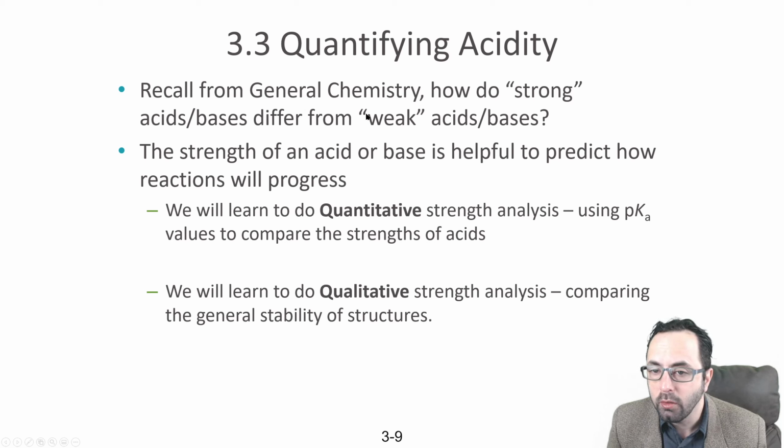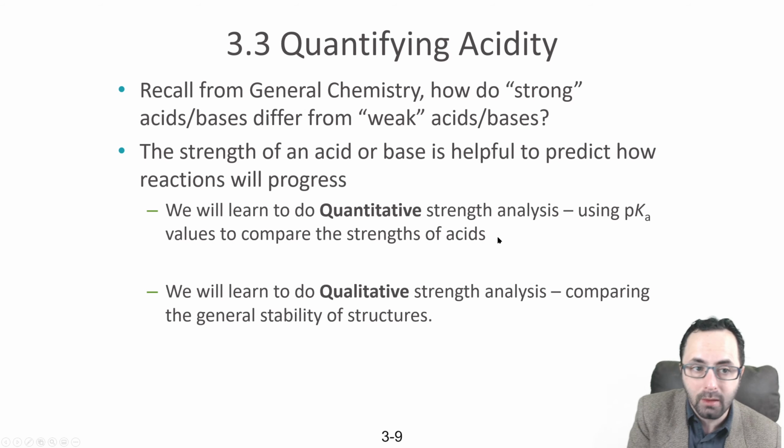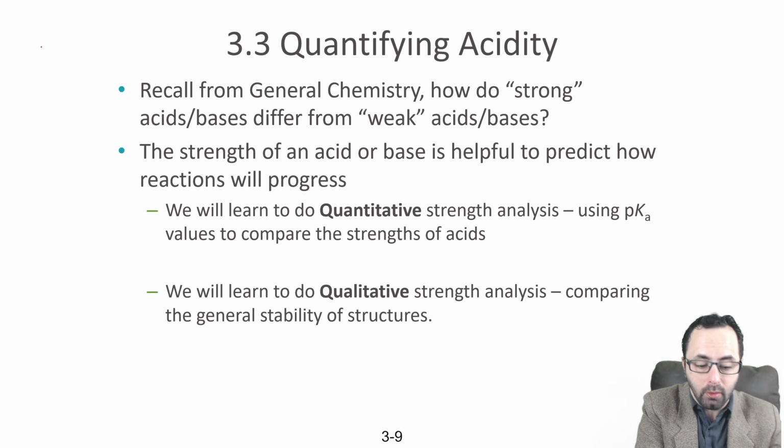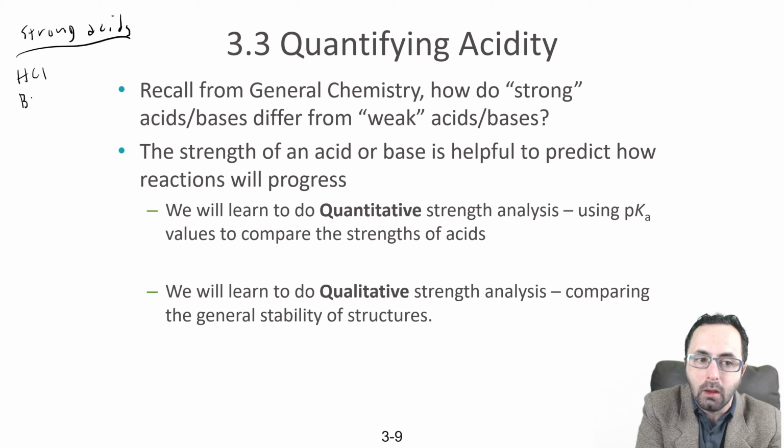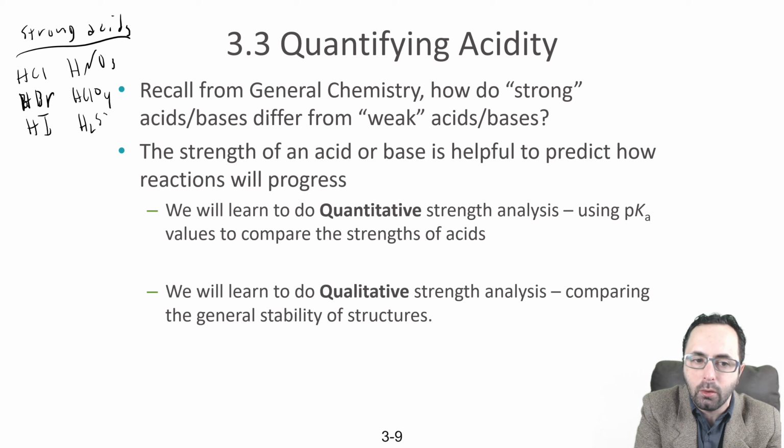So you may remember from general chemistry that there were so-called strong acids and weak acids, and strong bases and weak bases. Just very quickly, now you probably have memorized these. These are very useful to memorize. But strong acids included HCl, HBr, and HI. They also included nitric acid, HNO3, perchloric acid, HClO4, and sulfuric acid, H2SO4.